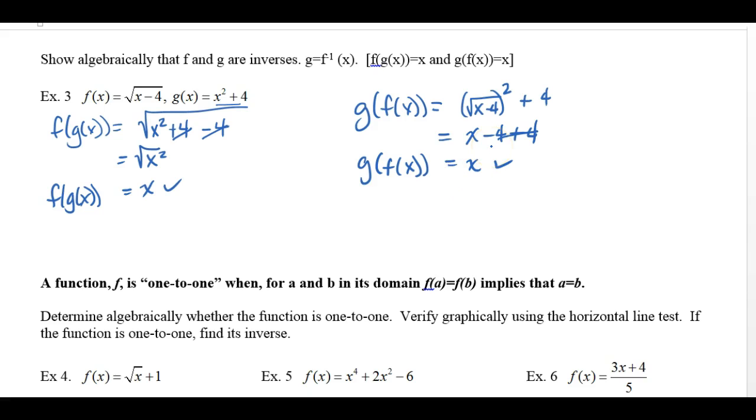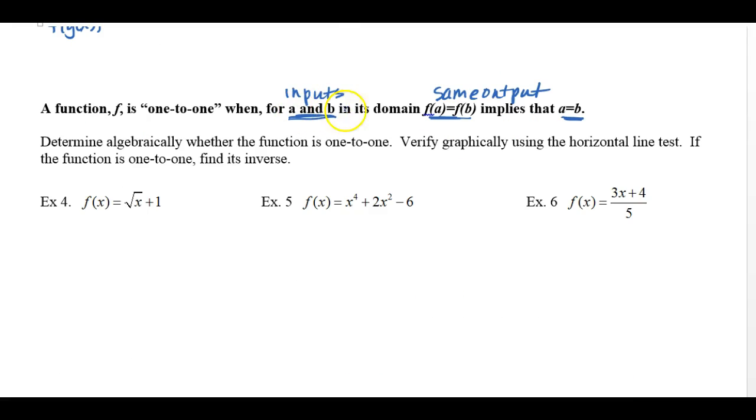Now, last part. A function is one-to-one if two inputs, A and B, give you the same output, which means that A and B had to be the same, because it was a function. All right, now, how do we do this? Well, let me show you how to do it. The goal is to just get down to A equals B. So here's how you're going to handle this.